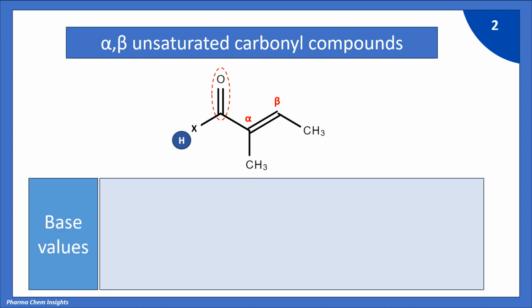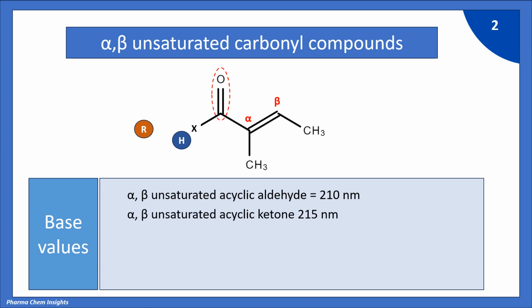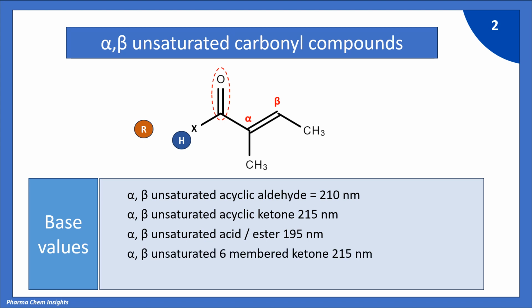When X is hydrogen, then the compound is aldehyde and the base value for alpha beta unsaturated acyclic aldehyde is 210 nanometer. When X is alkyl group, then it is alpha beta unsaturated acyclic ketone and the base value is 215 nanometer. For acid or ester compounds, the base value is 195 nanometer. And when it is in the ring structure, for 6-membered ketone, it is 215, whereas for the 5-membered ring ketones, the base value is 202 nanometer.